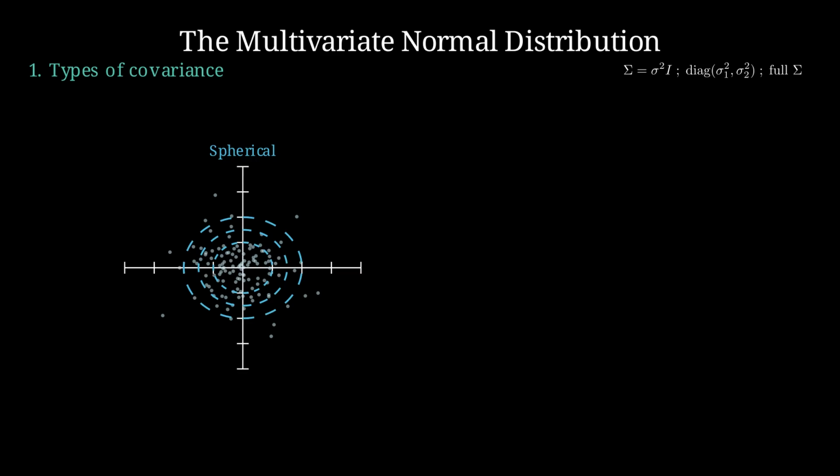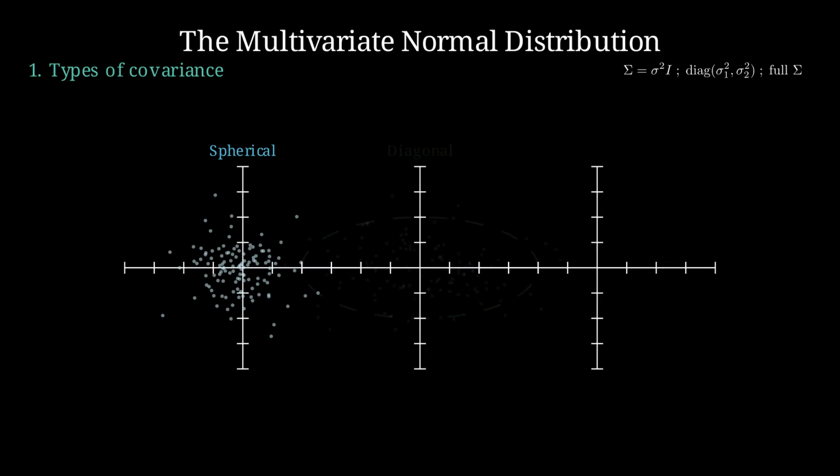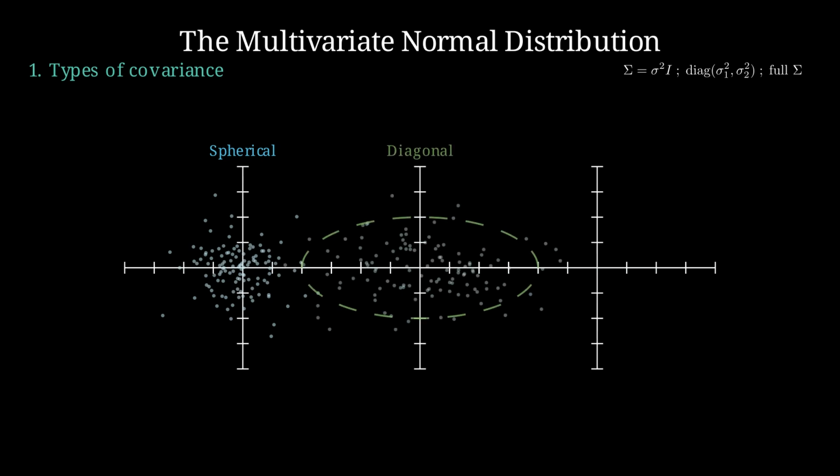Next, diagonal covariance. Sigma has different variances on the diagonal but zeros off diagonal. The cloud stretches along the coordinate axis, wider in x1 than x2 here, yet still with no correlation. Naive Bayes classifiers assume diagonal covariances for tractability.